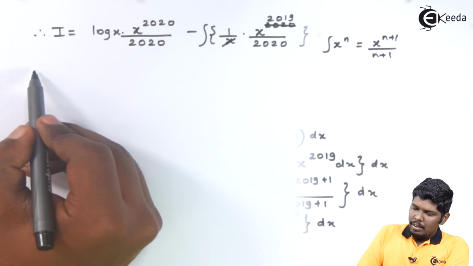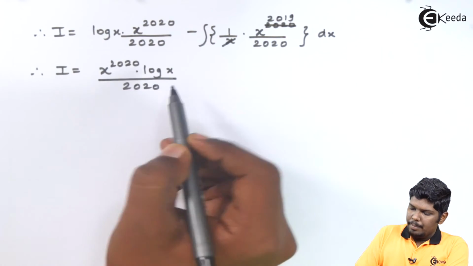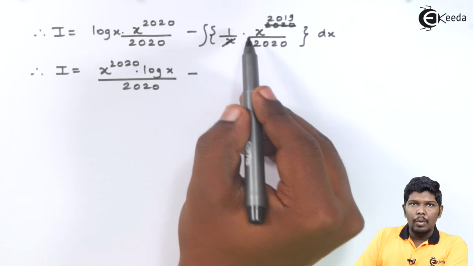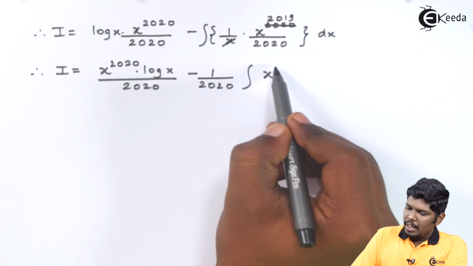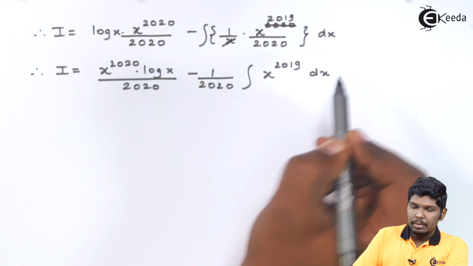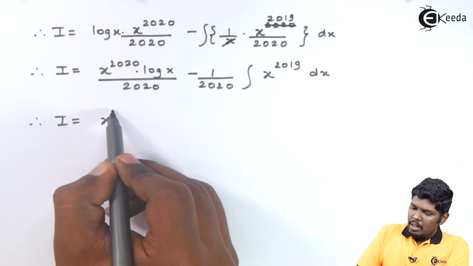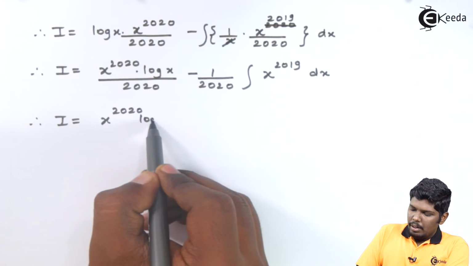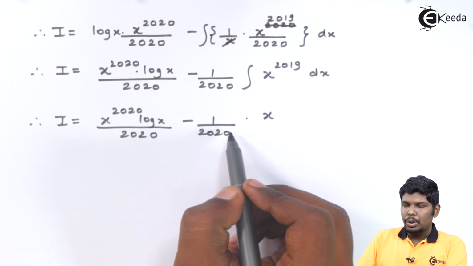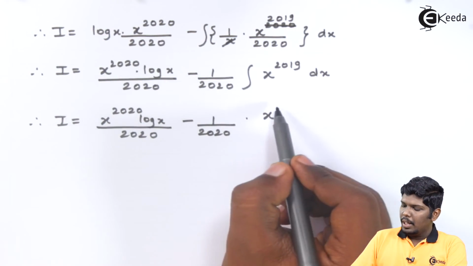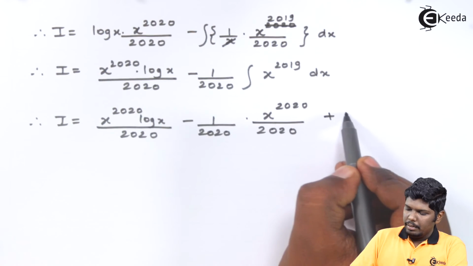Now let us see the next step. Therefore I is equal to x raised to 2020 log x upon 2020 minus, from the second integral we can take 1 upon 2020 constant outside the integral. This will give you integral x raised to 2019 again dx. Therefore the value of I will be x raised to 2020 log x upon 2020 minus 1 upon 2020. Integral of x raised to 2019 will again give you x raised to 2020 upon 2020 plus c.